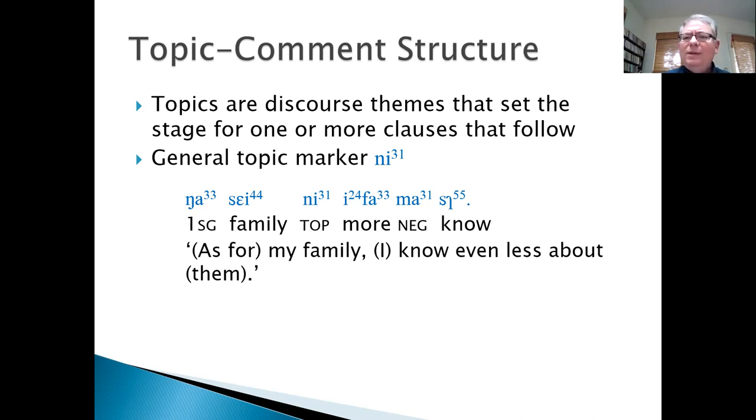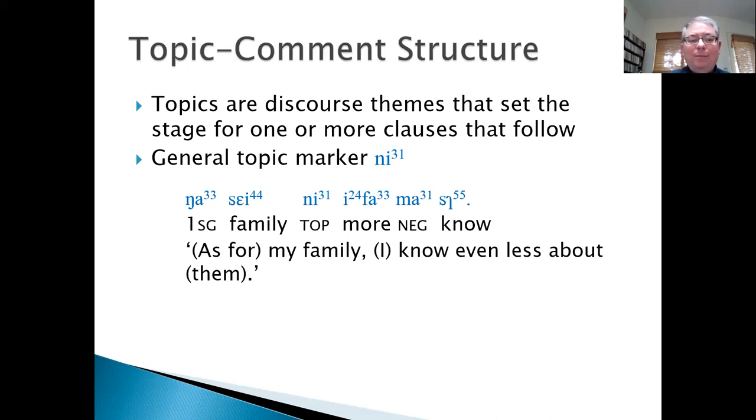And to give you a sense of how this actually functions, we can do this in English too, although we do it much less often. It's as if you kick off every statement you're going to make with something like, "as for X," and then you make a statement or maybe a couple of observations about that, right? The general topic marker in Khatso is ni.